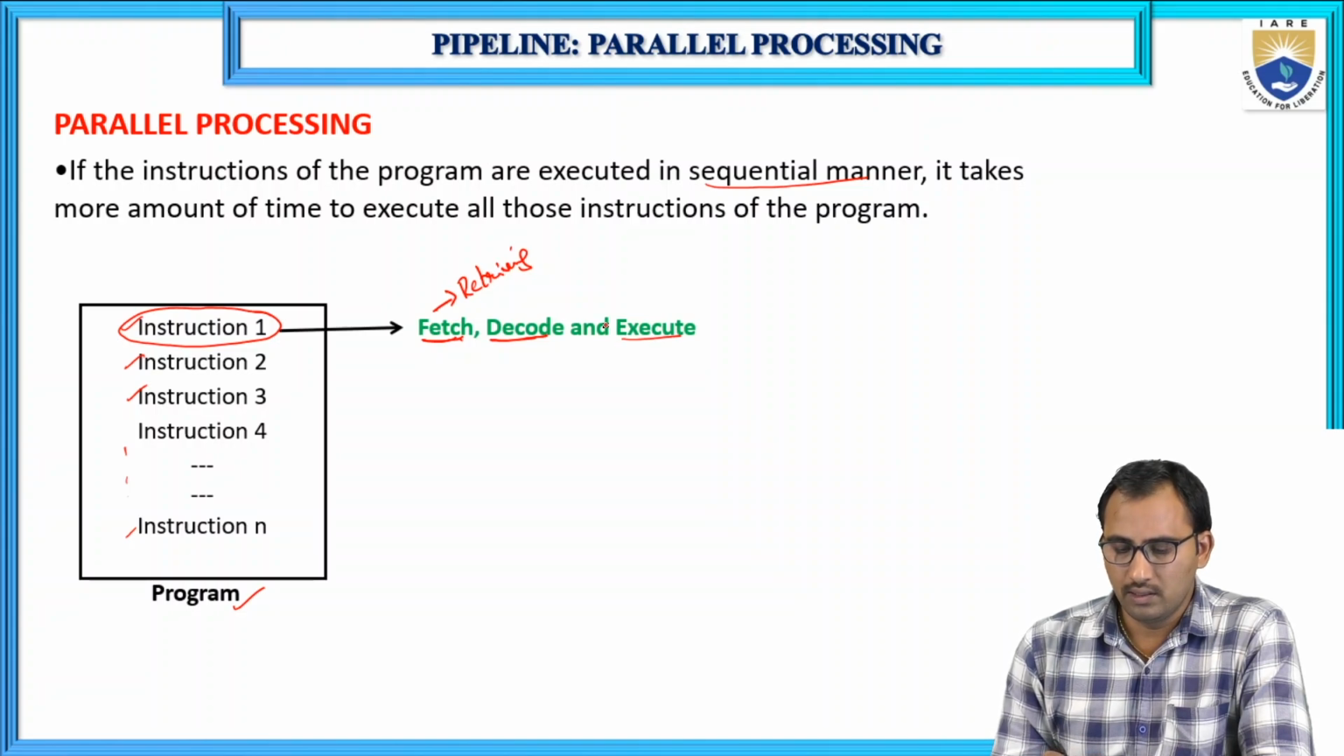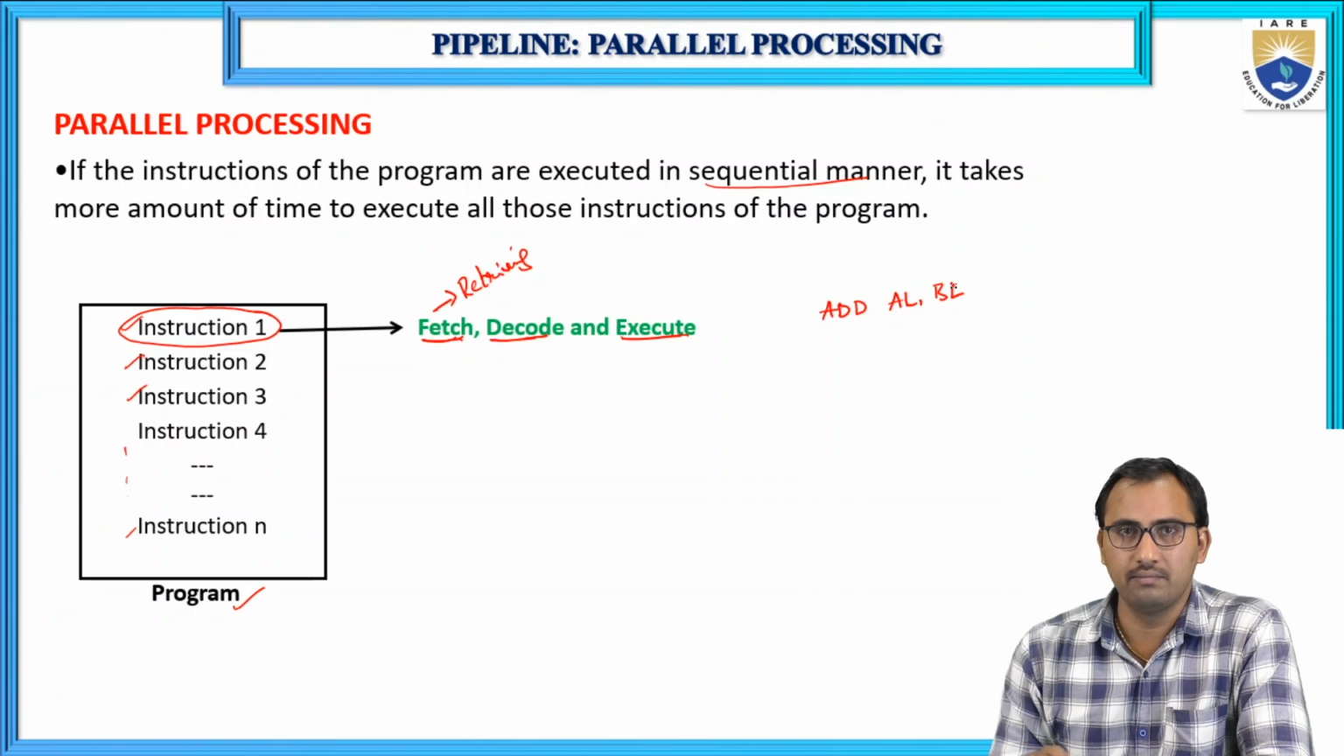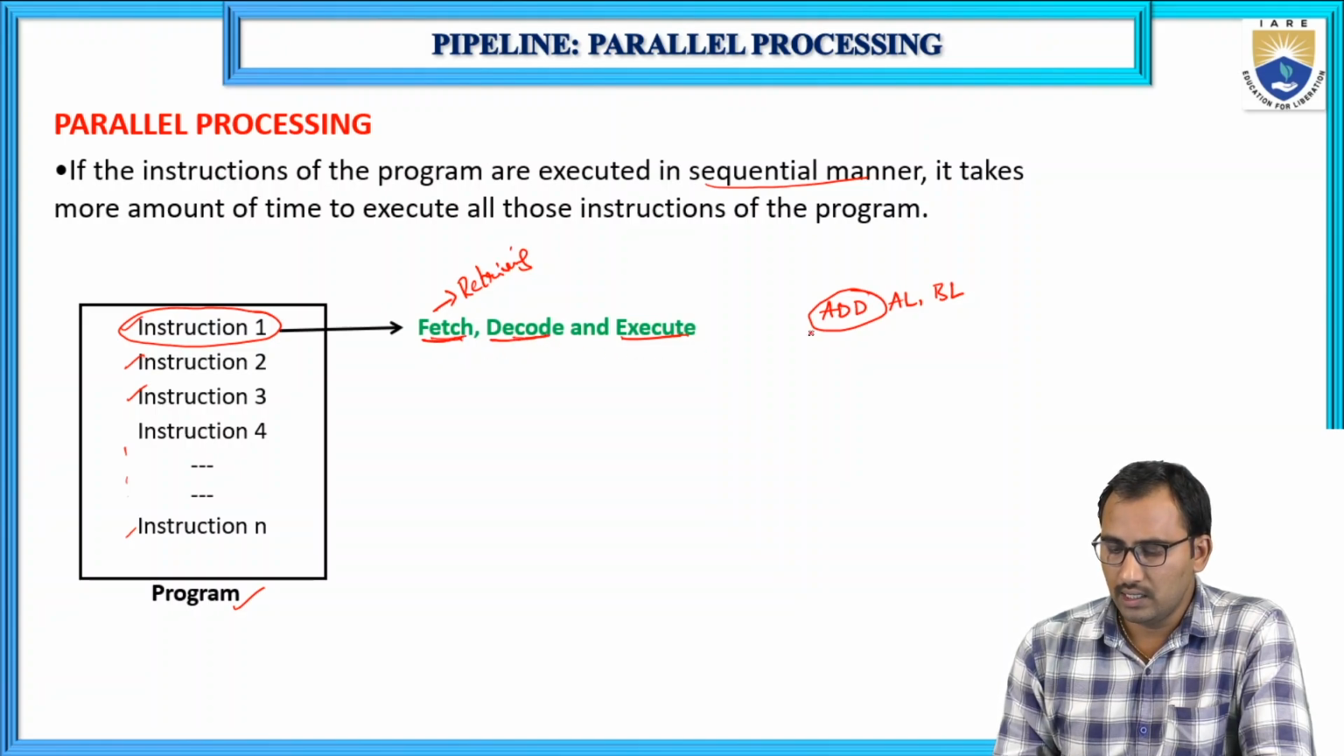After decoding, the CPU will determine what type of operation it has to perform, and finally it needs to be executed. Suppose you have an assembly instruction, add al comma bl. This is one assembly level language instruction. What is the type of operation here? Add, which means addition. So after fetching and decoding the instruction, this addition operation will be performed.